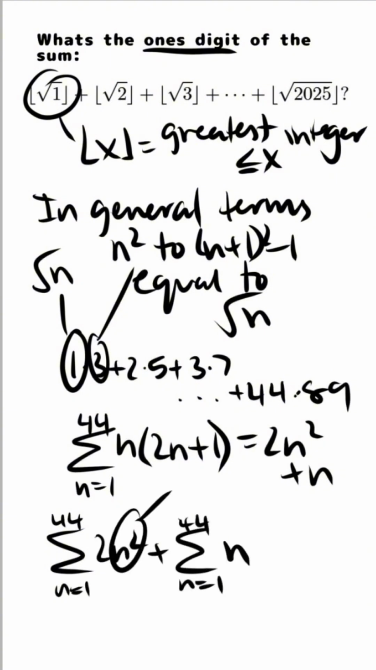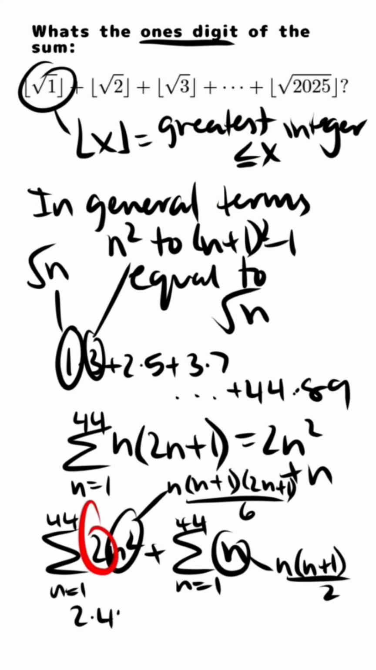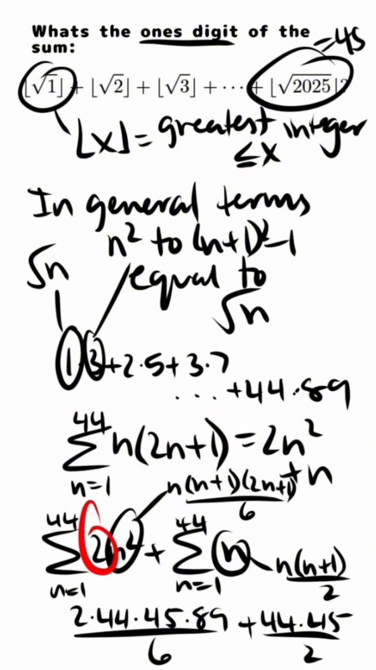All the squares up to n squared can be summed as n times n plus 1 times 2n plus 1 divided by 6, while all the positive integers up to n can be summed as n times n plus 1 divided by 2. Since these summations go up to n equals 44, we can plug that into these formulas and know that we have to multiply the formula for the squares by 2 since it's 2n squared. But we also excluded a floor square root 2025, which only appears once, and this equals 45, which we have to add onto the sum, and getting the ones digit of this, we get 5.